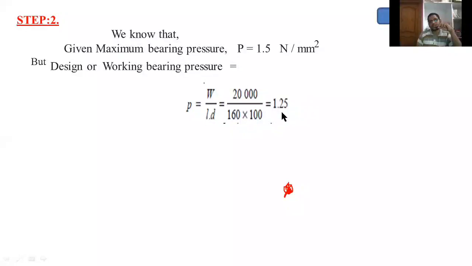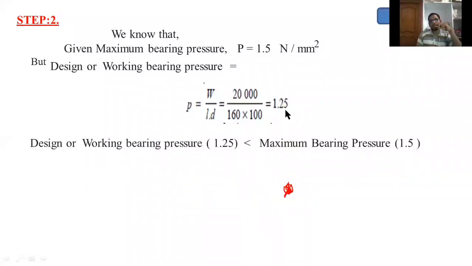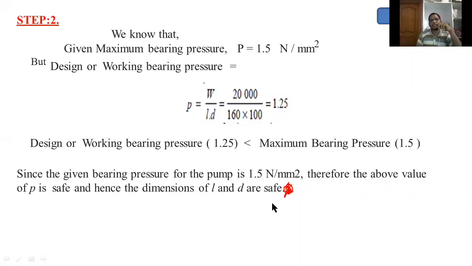Okay, this is the working pressure. Actual working pressure is 1.25. This 1.25 value is working pressure or design pressure. This value is less than the given maximum pressure. Okay, the given maximum pressure is 1.5. So within the limits. The generated bearing pressure is less than the maximum pressure. So the values of length and diameter of a bearing are in safe zone.